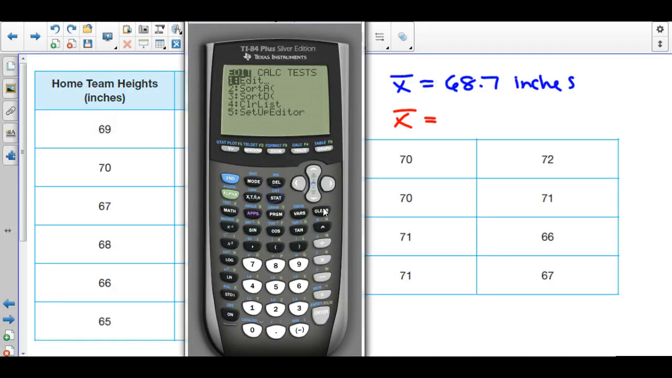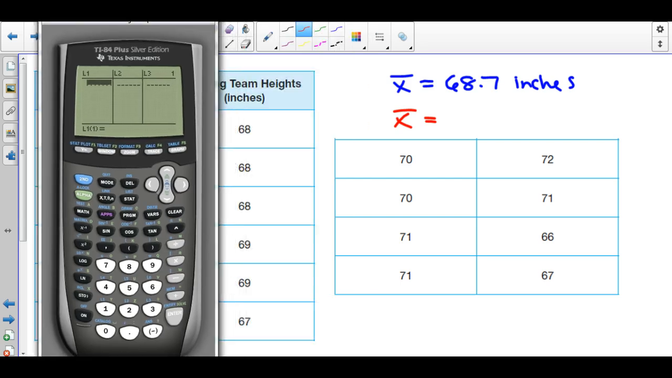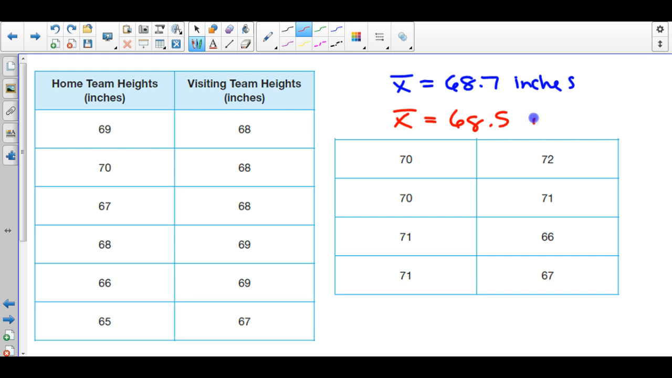Okay, so I'm going to go back to stat, and we're going to go to edit, and I'm going to clear out all of these data points, and now we'll put these ones in. So 68. Okay, so 10 points there again. Go to stat, we're going over to calculate the one variable statistics, and that one is 68.5 inches. So both of these means came out pretty close. And what that means is, on average, both teams have a player around 68.5 inches tall.